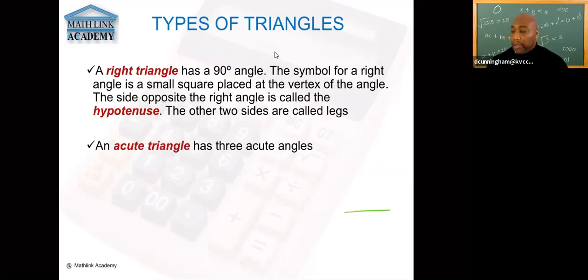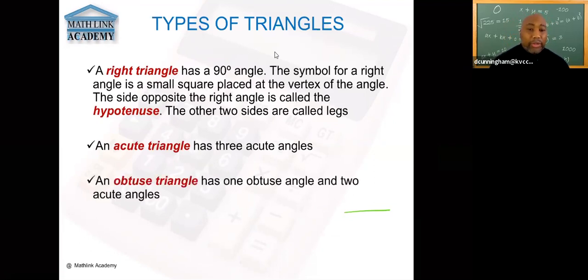Another type of triangle is called an acute triangle. It has three acute angles. Again, acute angles are angles that are less than 90 degrees. So try to draw one yourself. Draw an acute triangle where it has three angles that are less than 90 degrees.